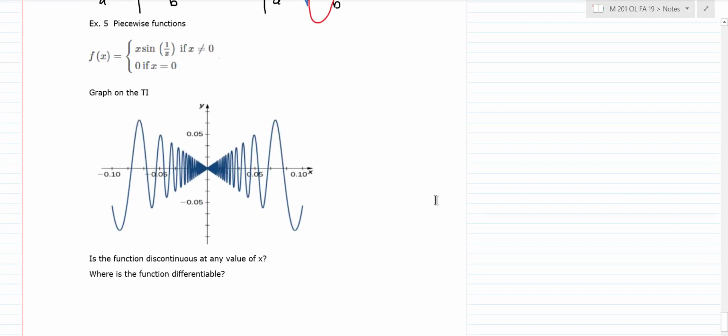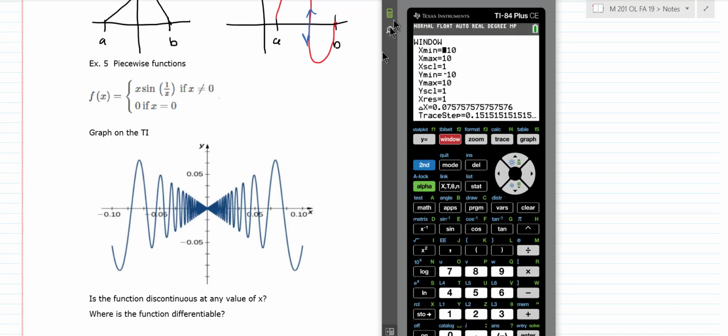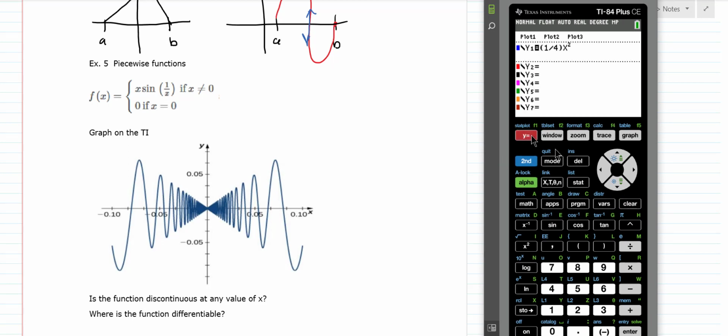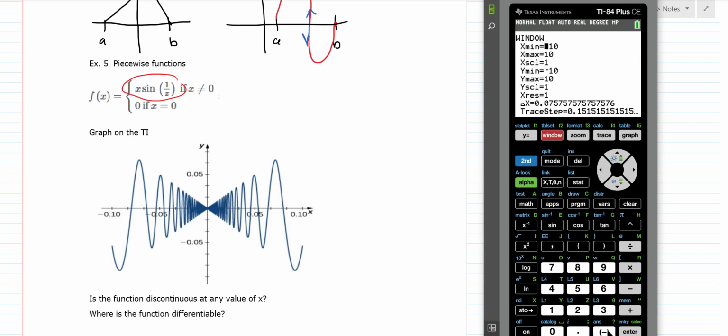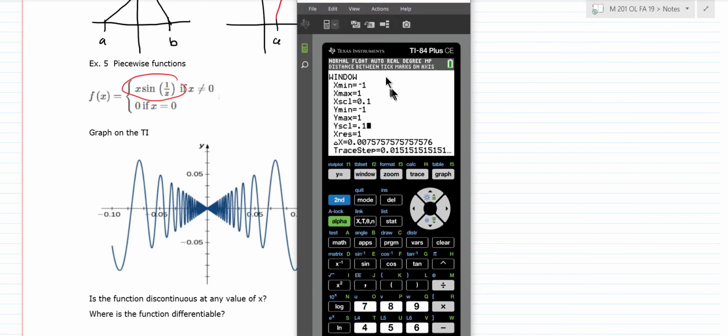The last thing I want to do is just a piecewise function. I just think this is an interesting graph to show students in a calculus class. So I'm going to have you put this in your graphing calculator and we're just going to graph this right here. I'll put in x sine of 1 over x. Let's do a window of negative 1 to 1, scale that by 0.1, and for the y's, also negative 1 to 1, scale that by 0.1. That's my viewing window.